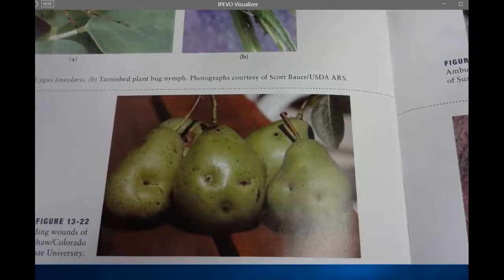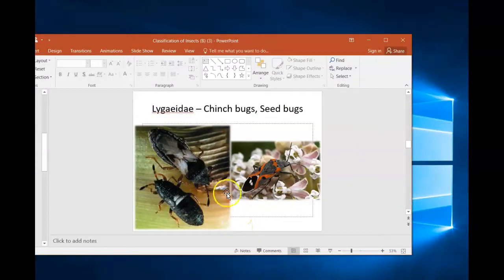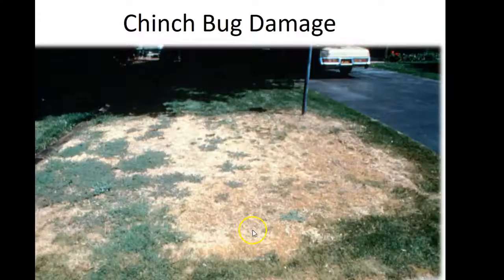As far as damage from the chinch bug and what it does, we'll go back in here. You can see what it will do to grass plants there because of the sucking of the fluids out of the plant.